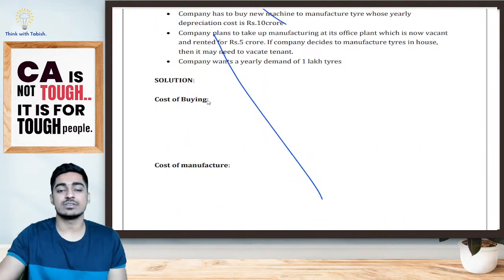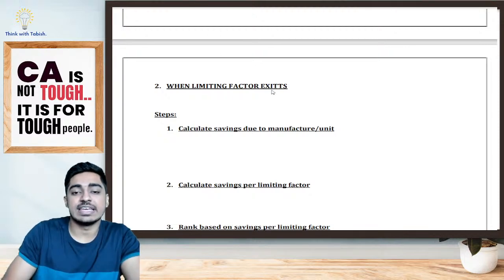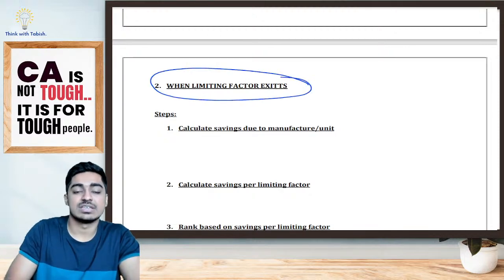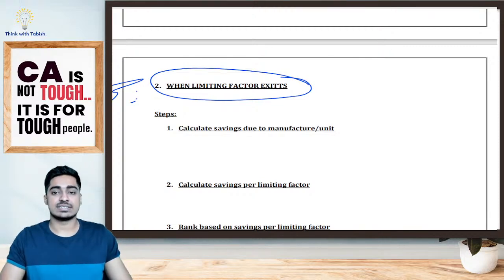Okay, we've already done it, so need not look at this. Okay. Now, second, if limiting factor exists, what do we do if limiting factor? Again, let us try to understand it.